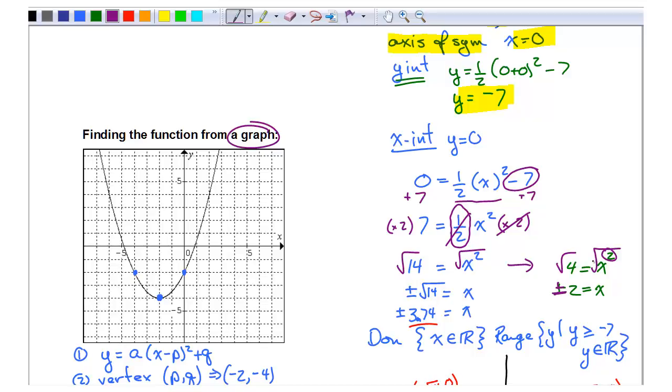So whenever we take the square root of both sides to get x by itself, we need to show the positive and the negative root. That's what I did here. I took the square root of both sides, and that left me with positive and negative root 14 is equal to x. If you plug in root 14, you get 3.74. That means x is equal to positive or negative 3.74. Those are our x-intercepts.